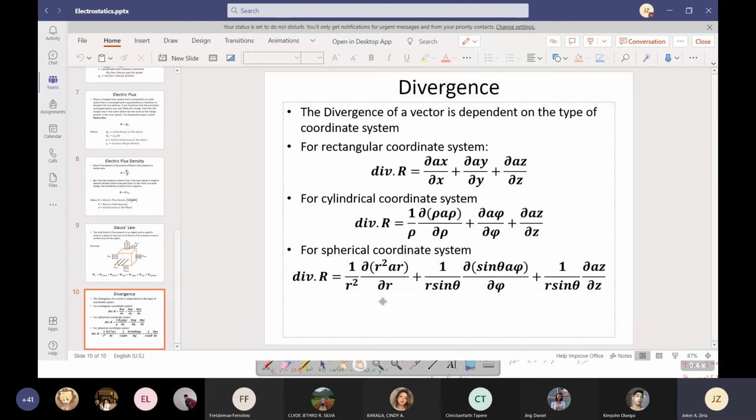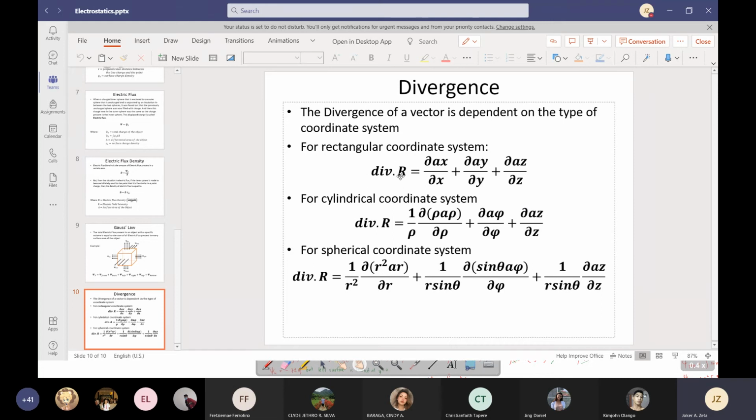For the spherical coordinate system, it's a bit more complicated. So that is 1 over r squared times the partial derivative of r squared times the r component with respect to r, plus 1 over r sine theta, partial derivative of sine theta times the phi component with respect to phi, plus 1 over r sine theta, partial derivative of the z component with respect to z. Okay? So you have to determine first the divergence.